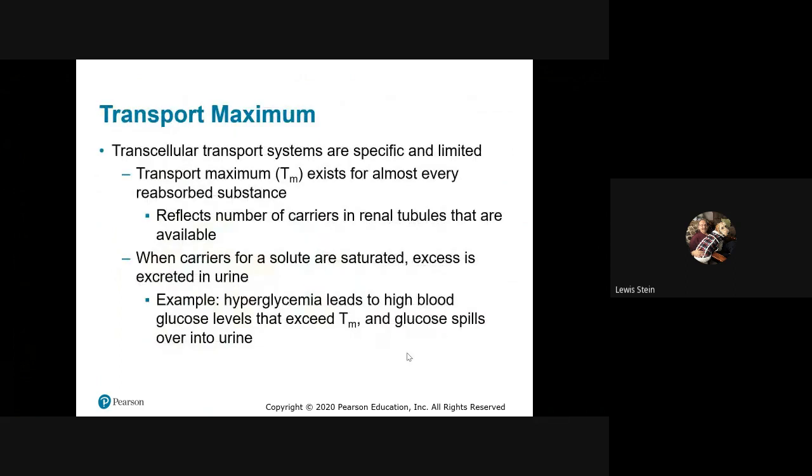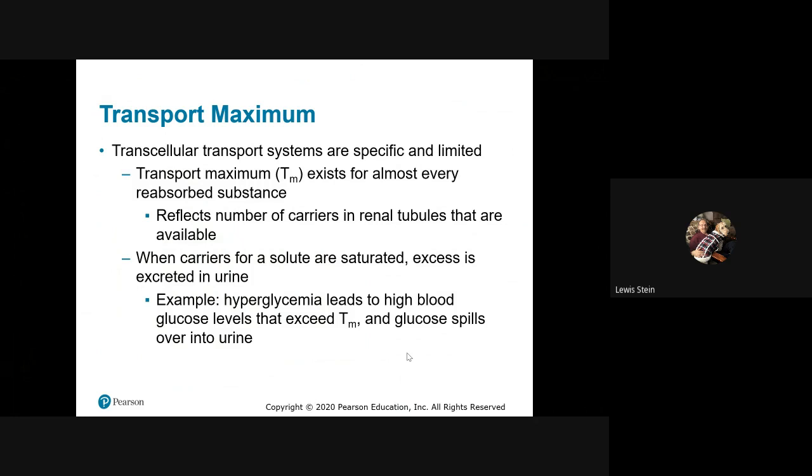Transport maximum means there's only so many receptors for, like, glucose is the perfect example. There's only so much sugar you can pull back at any one time because there's a limited number of places where the sugar can move through. If you overload those, if they're constantly full, over time they get damaged. And when they get damaged, it reduces your ability to move glucose. This is the tragedy of diabetics who are poorly controlled. They lose their transport maximum.